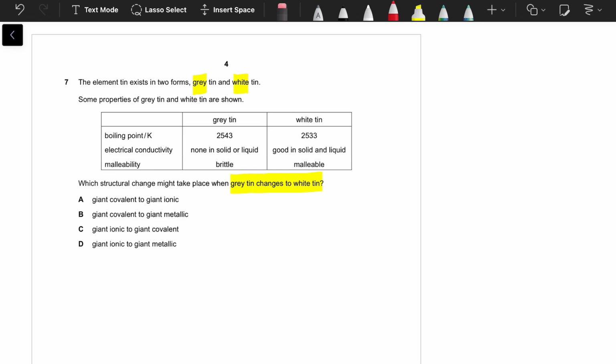Grey tin's boiling point is 2543 Kelvin. White tin is 2533 Kelvin. So as you can see, there isn't much of a difference in their boiling points. It's around a 10 Kelvin difference, but they're both very high. Electrical conductivity. So grey tin is not conductive in solid or liquid, so it's simply just an insulator. And white tin is good in both solid and liquid. In terms of malleability, grey tin is brittle, while white tin is malleable.